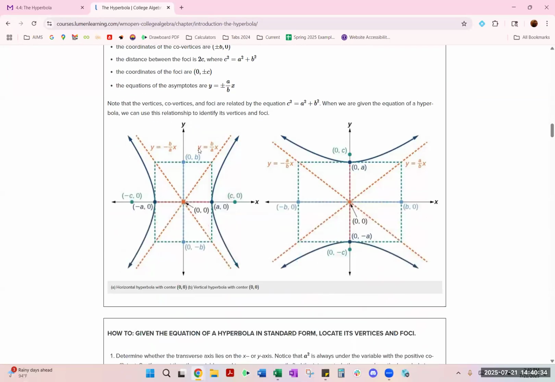And then on the left-hand side, the graph that you see is the graph where the transverse axis is on the x-axis. And then over here on the right, you will see the graph for the transverse axis that is on the y-axis.